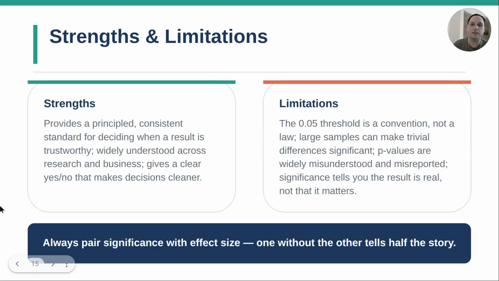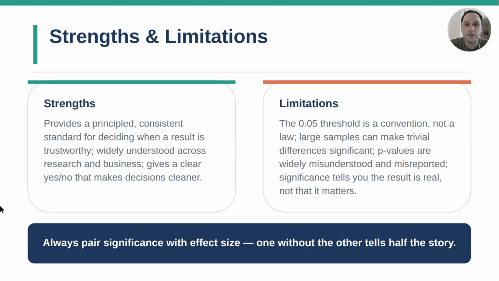Let's be balanced. The strengths of statistical significance. It provides a principled, consistent standard for deciding when a result is trustworthy. Without it, every researcher would have their own thresholds and results would be incomparable. It's widely understood across research and business contexts, and it gives a clear yes-no that simplifies decision-making.